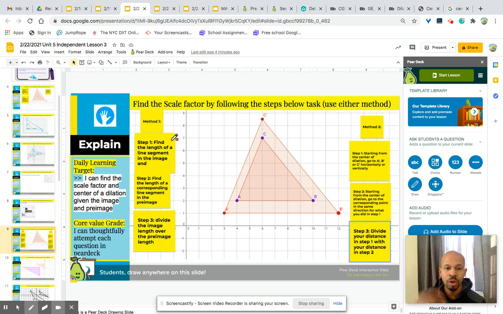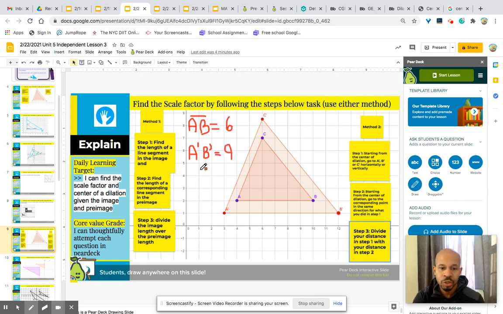I'm going to do method one on the left side. So with that said, let's find the length of AB. The length of AB, we can literally just count since it's a horizontal line. 1, 2, 3, 4, 5, 6. All right. And A prime to B prime: 1, 2, 3, 4, 5, 6, 7, 8, 9.